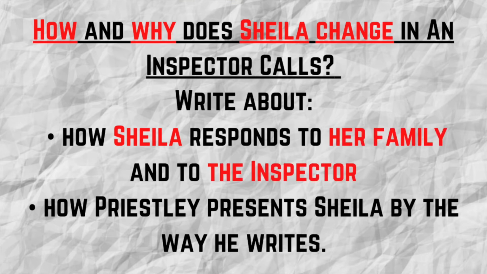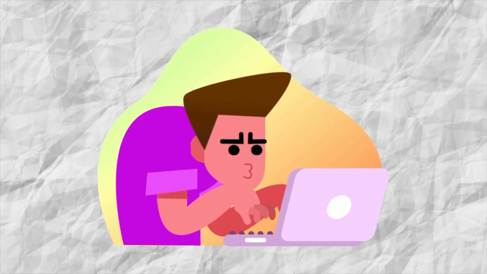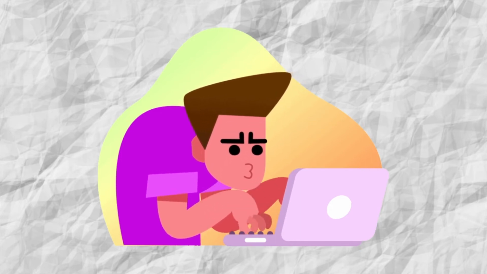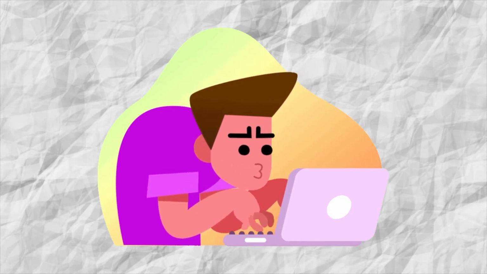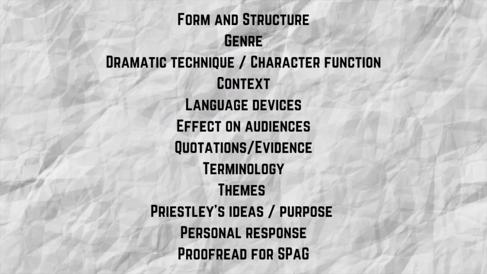The third strand of this question should show how the writer J.B. Priestley presents Sheila. I will start jotting down some prompts that I need to cover in the essay, which is purely guided by the mark scheme, which is the best way to understand what the exam board are looking for. In each paragraph, I will check this list because this is how I'm rewarded with marks. The prompts would include form and structure, genre, dramatic technique, character function, context, language devices, effect on audiences, quotations, evidence, terminology, themes, Priestley's ideas, purpose, personal response, and a reminder to proofread for spellings, punctuation, and grammar.